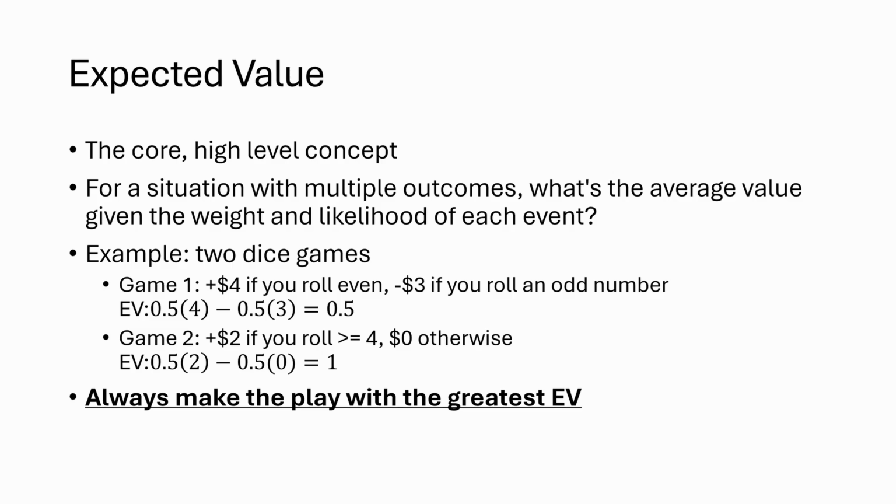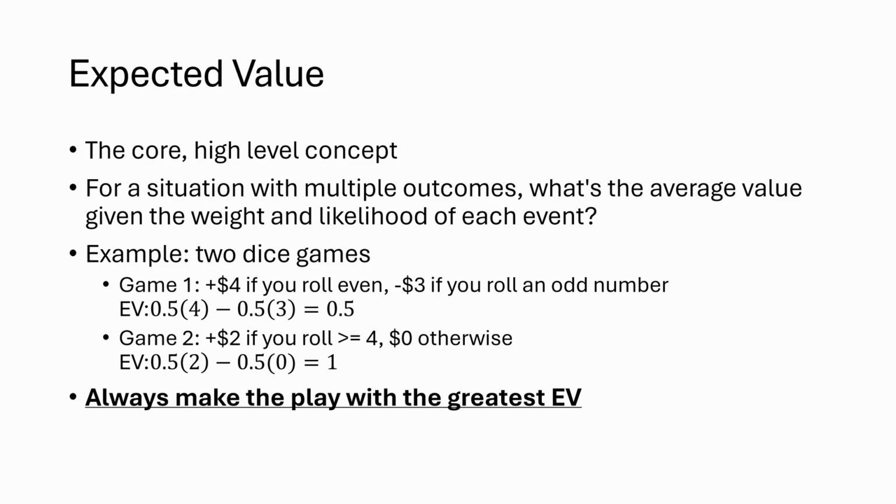with multiple outcomes, what's the average value, what's the average outcome given the weight and likelihood of each possible event? So basically, you take all the good events that could happen, you add them together, and you weight them by how likely they are to happen, multiply that by how good they are when it happens, and then from that you subtract all the bad events weighted by how bad they are and how likely they are to happen.